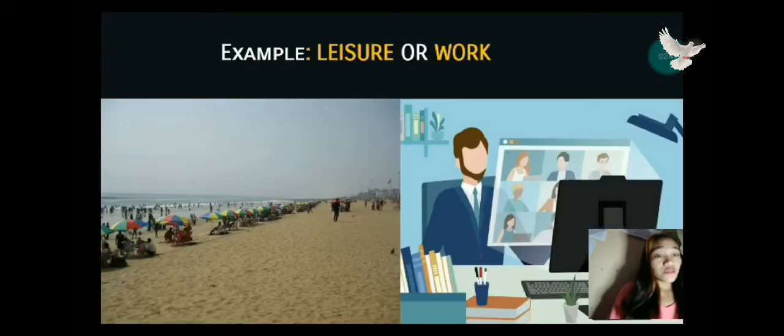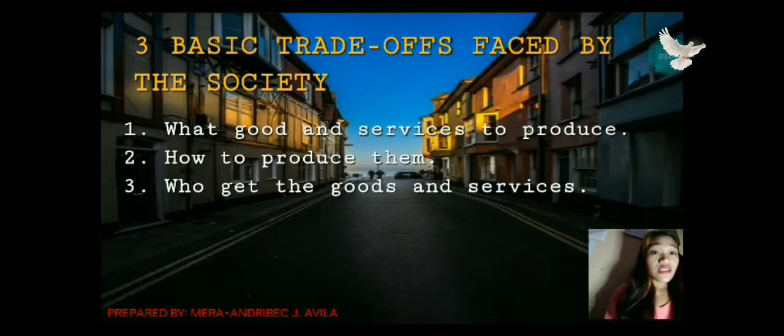Like for example, also in leisure or work, you might take a day off work because you have an opportunity to go to the beach, while you're losing your day's wages as the cost for that opportunity. So let's consider these 3 basic trade-offs faced by the society today. First is what goods and services to produce, how to produce them, and who gets the goods and services.